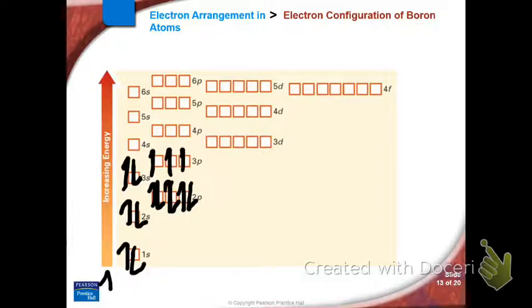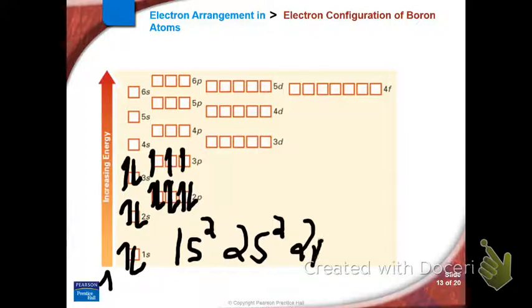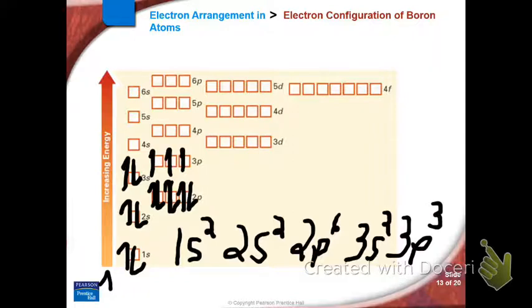Okay, so I'm ready to write my electron configuration now. So it's going to be 1s2, 2s2, 2p6, 3s2, 3p3. Okay, double check me. Do all my superscripts add up to 15? Sure, they do. So all I had to do to write my electron configuration was go back and see how many arrows I had in each box.